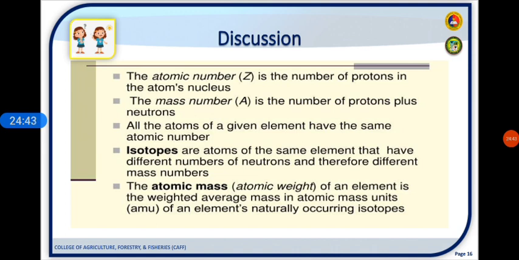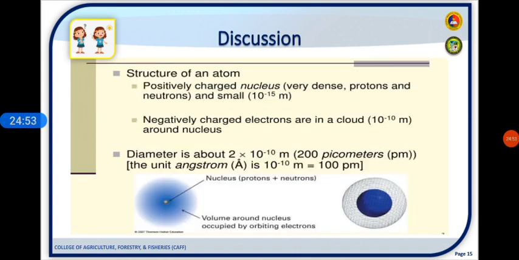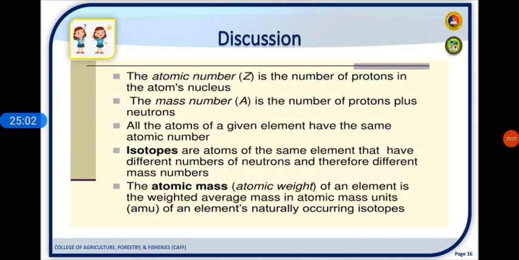The mass number is the number of protons plus neutrons. So we conclude that the nucleus of an atom actually contains the atomic weight or the mass number of an atom, because it is composed of protons and neutrons. Another term for mass number is nucleons. Nucleons is equal to protons plus neutrons.